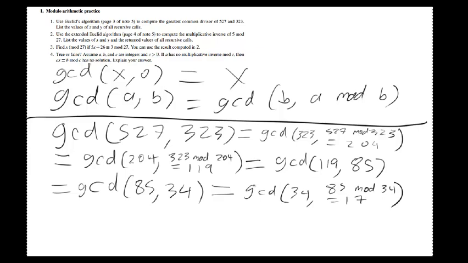Great. Alright, so we have the GCD of 527 and 323 is the GCD of 323 and 204, which is the GCD of 204 and 119, which is the GCD of 119 and 85, which is the GCD of 85 and 34, which is the GCD of 34 and 17. Not quite done yet, but we're just about there. 34 mod 17 is 0. 34 is 2 times 17.